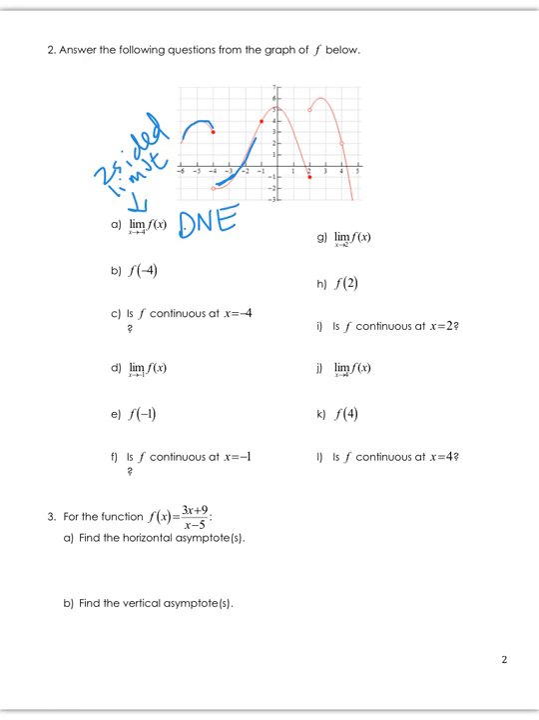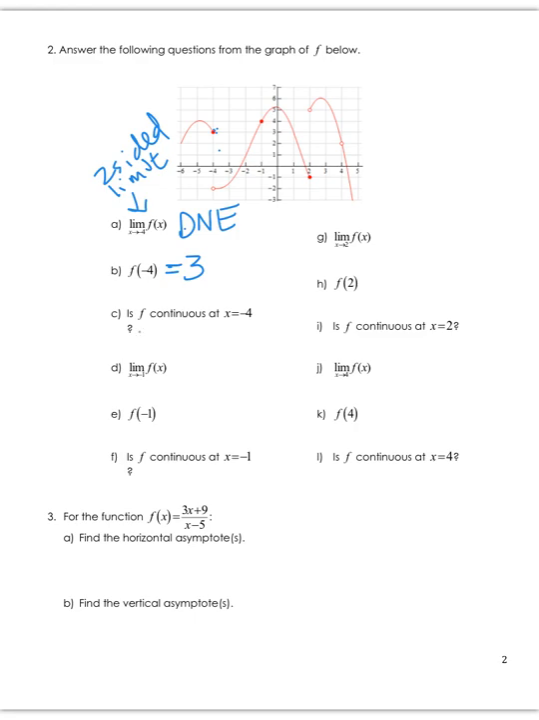I guess I could erase my stuff on my picture as I go. Okay, next, f of negative 4. So when x is negative 4, what's y? We have a closed-in circle up here at 3, so that's my answer, 3. That just means the actual point, and that's the only closed-in dot, okay? Is f continuous at x equals negative 4?